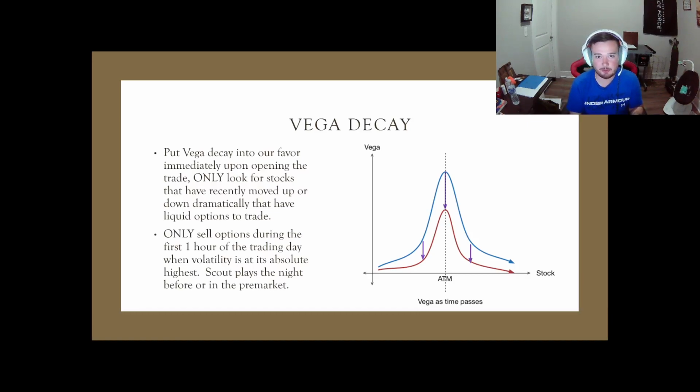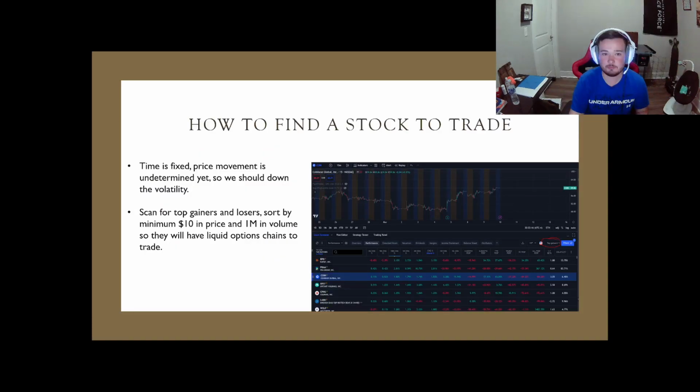Everyone trades the opening bell. Everyone. So that's when volatility is at its absolute highest, when stuff really, really moves. So if you are selling options, you want to sell in the morning when you're going to get the most value out of the volatility being at its absolute highest. Scalp plays the night before or in the pre-market so that when the opening bell happens, you're already eyeing a few opportunities and you know where you're going to move your cash.